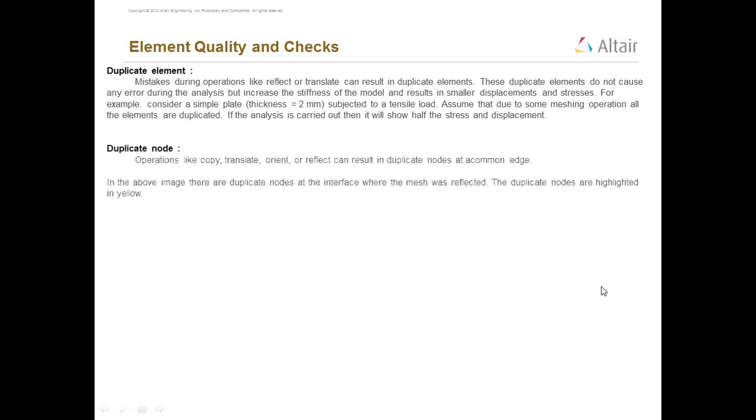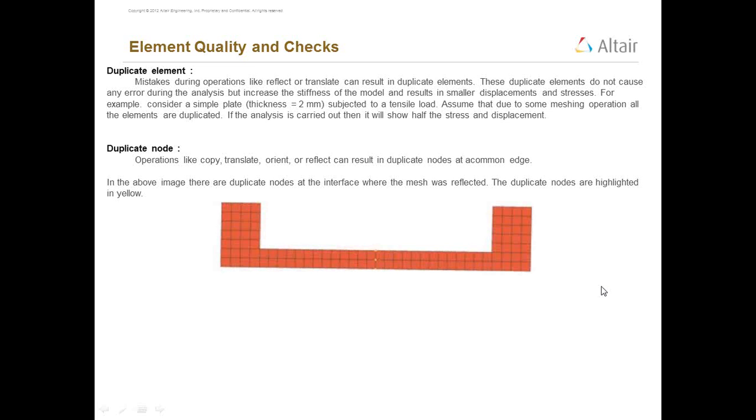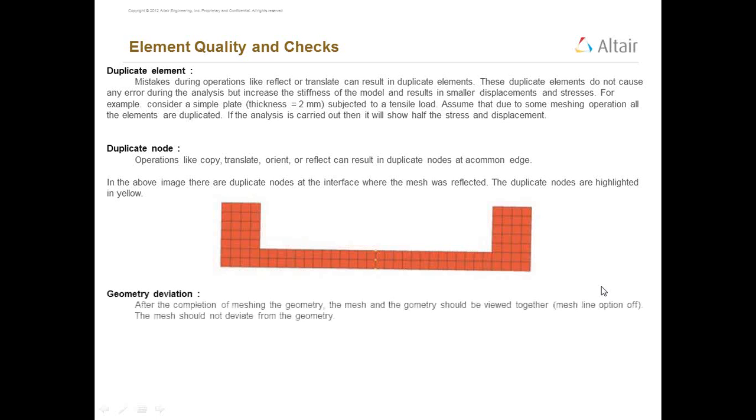Then duplicate nodes. Operations like copy, translate, orient or reflect can result in duplicate nodes at a common edge. In the above image, there are duplicate nodes at the interface where the mesh was reflected. The duplicate nodes are highlighted in yellow.